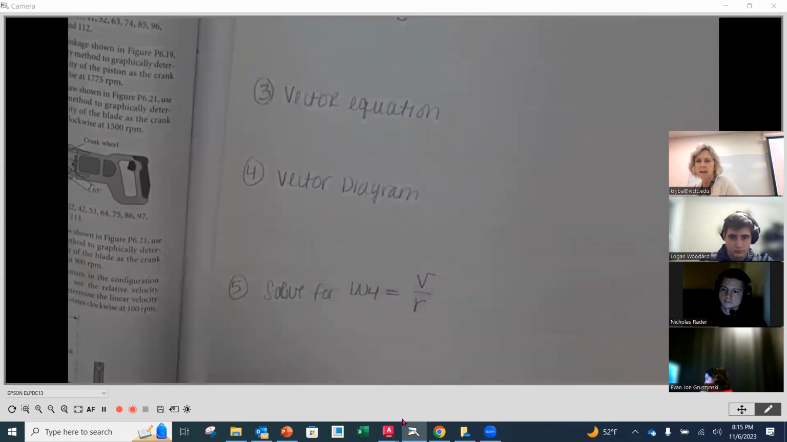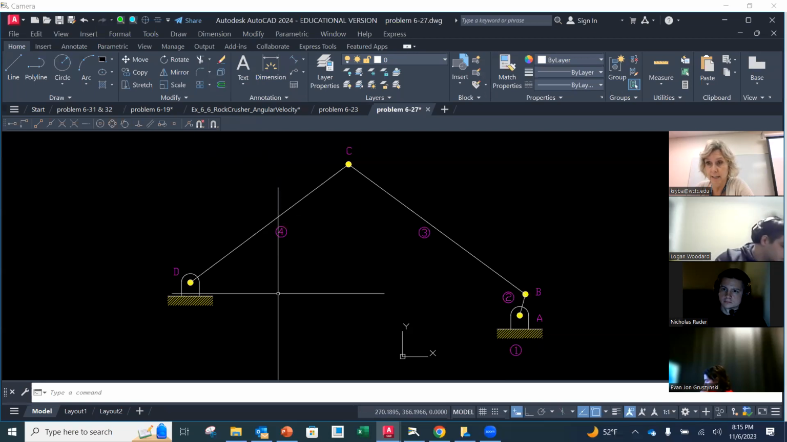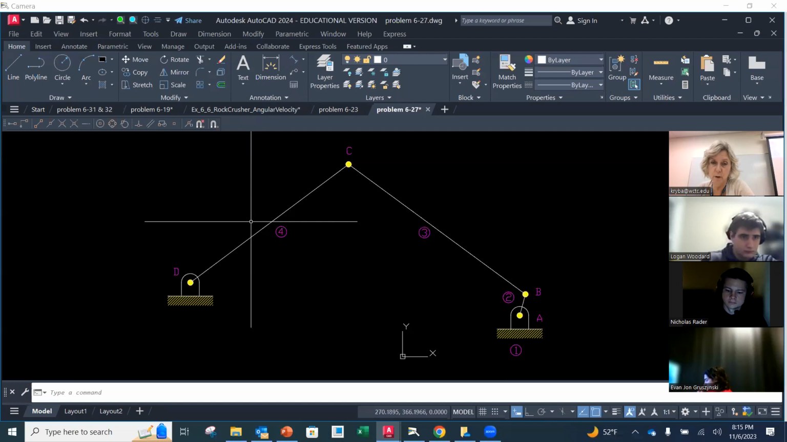So now if we look back at our kinematic diagram, here's link number 4, and we want to know its angular velocity. We have to know the velocity of a point along this link, velocity C, in order to get its angular velocity, because we also know its length.